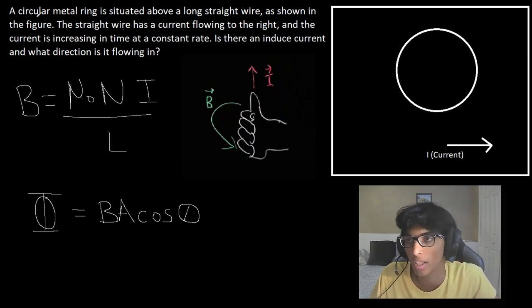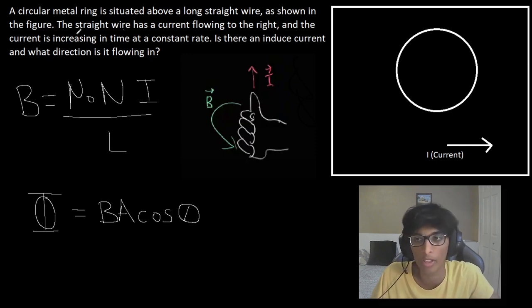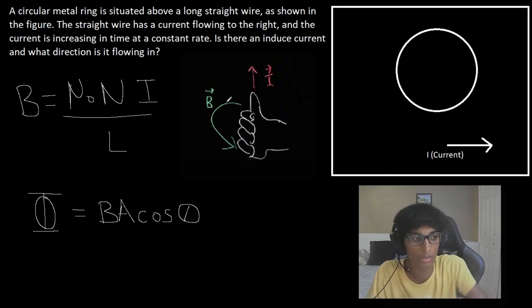It goes: a circular metal ring is situated above a long straight wire, as shown in the figure. The straight wire has the current flowing to the right, and the current is increasing at a constant rate. Is there an induced current, and what direction is it flowing in? Now, this question utilizes the right-hand rule where the magnetic field is your curled fingers and the current is your thumb. In the problem, if you line up your fingers as shown, the current is facing to the right in the counterclockwise direction.